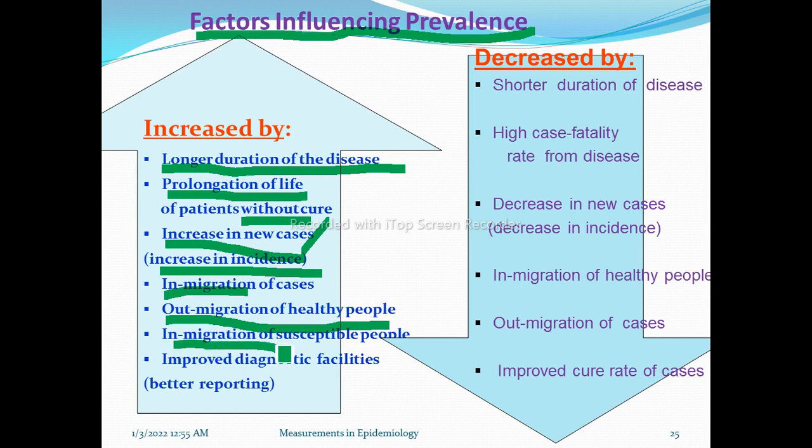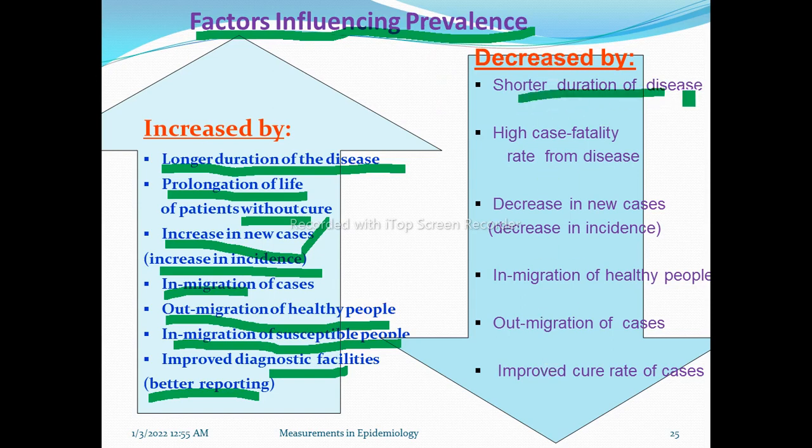The other is in-migration of susceptible people, meaning if susceptible people enter your community, the new cases will increase, so the prevalence increases. The other is improved diagnostic facility. If diagnostic facility improves, more cases will be identified, so the prevalence will increase. If there is better reporting, more cases are reported accurately, so the prevalence will increase. So all these increase the prevalence, whereas the following decrease the prevalence.